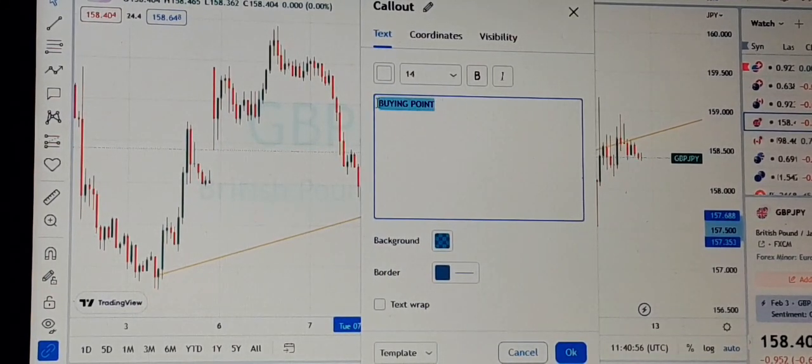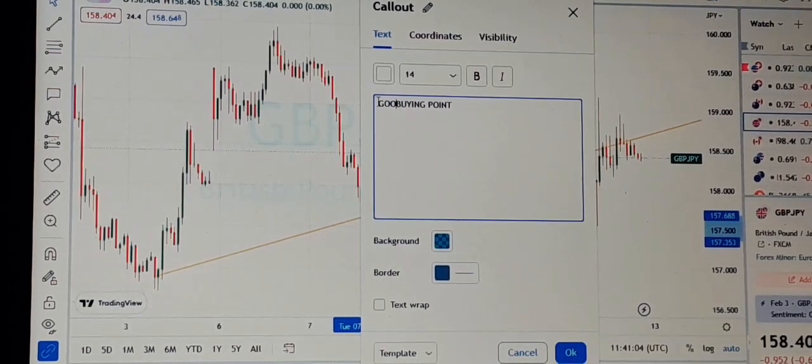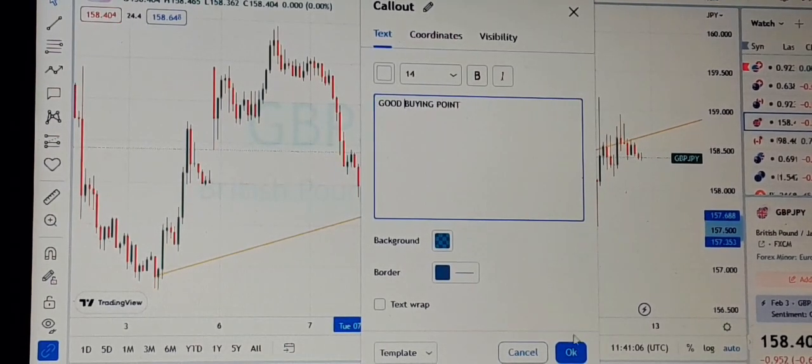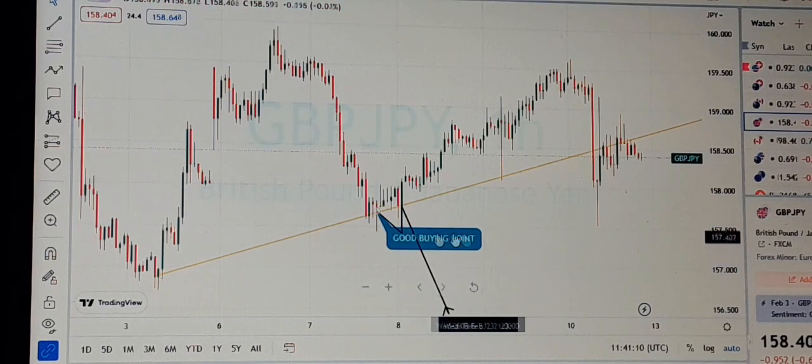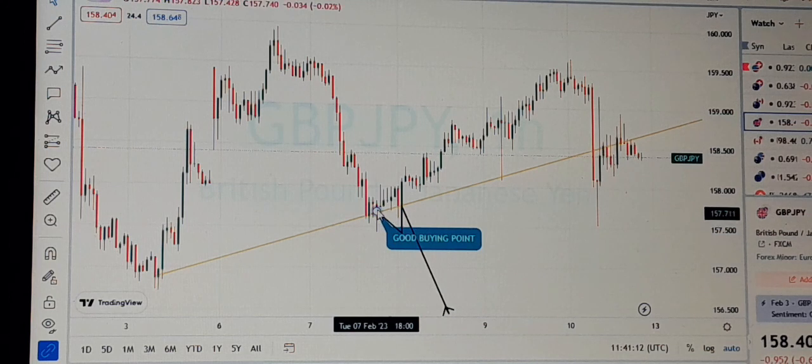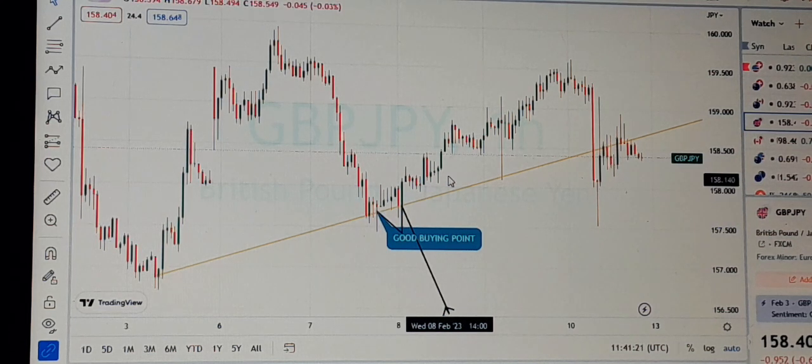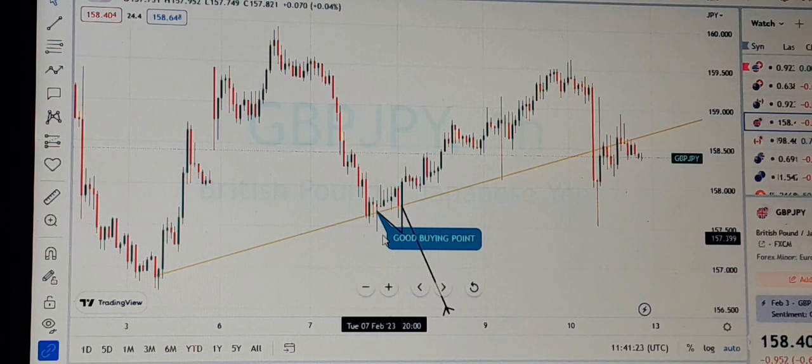Good buying point. It's a very, very good buying point. This is a good buying point. Once the market did not do a retest and the candle just closed above that particular trend line, you took a buy. Stop loss below that wick.